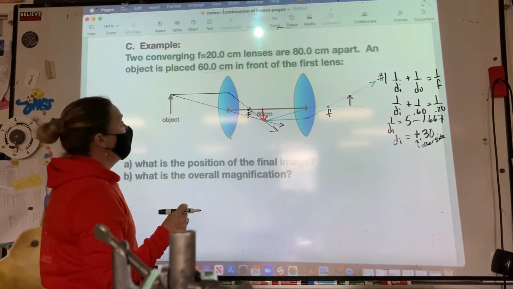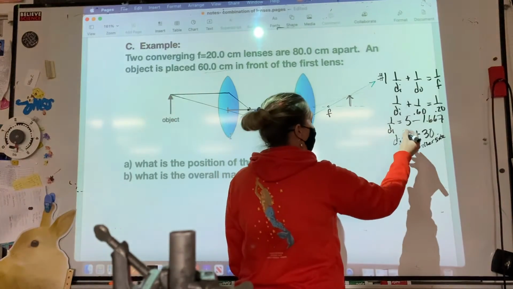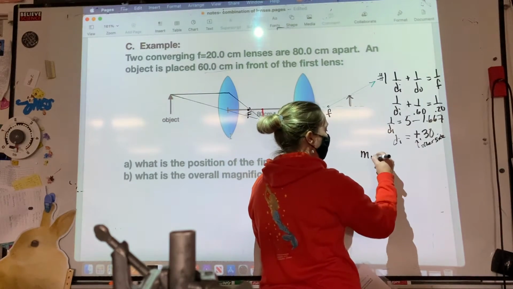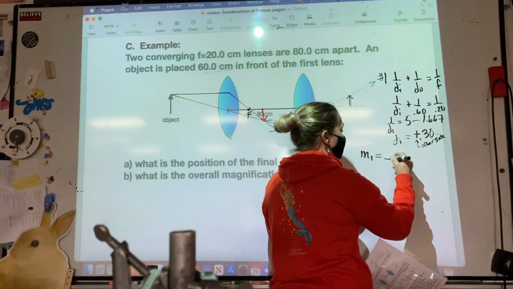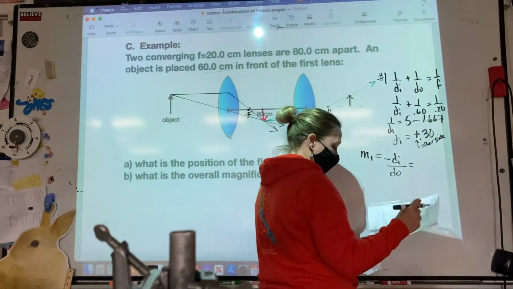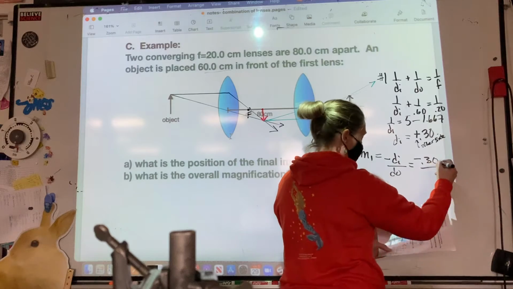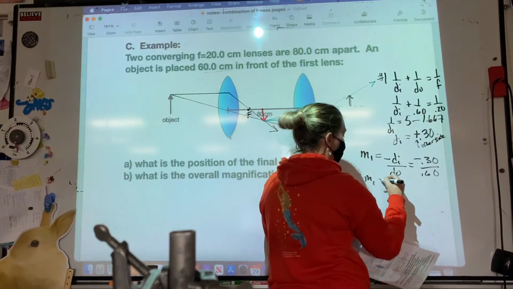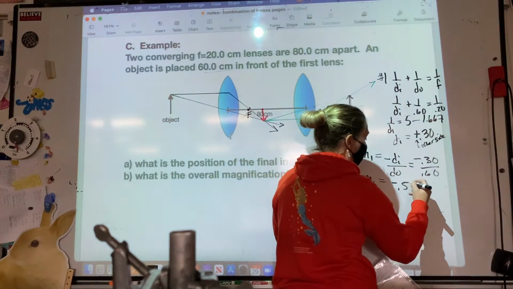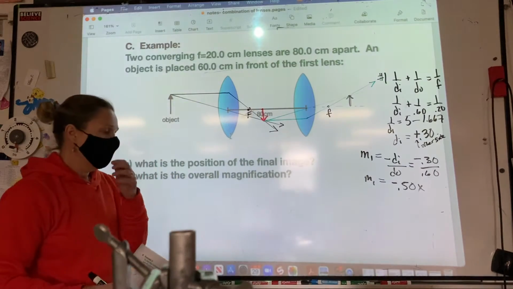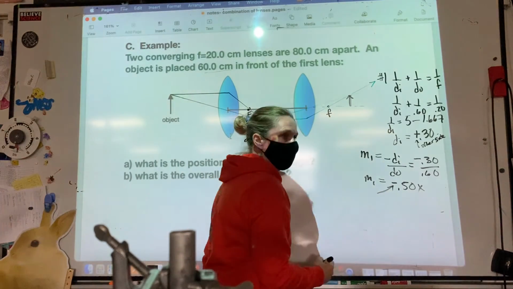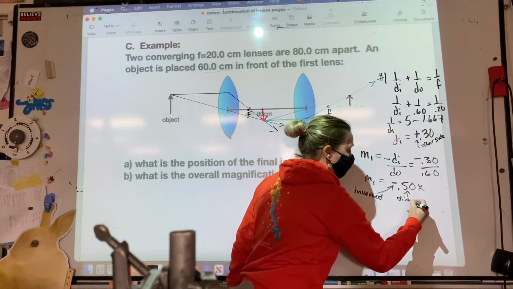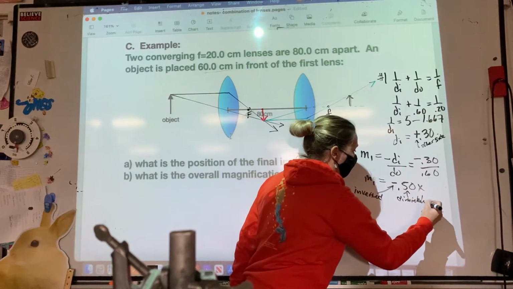Now, tricky. Wait. Let me first, before I forget, find the magnification of the first lens. So negative di over do, and I get negative 0.30, no wait, yeah, negative of a positive 0.30 over 0.60. And so I get a magnification of negative 0.5 times. Why is it negative? Inverted. Okay, inverted. Good job. And it is diminished. I can't even spell that. Whatever.